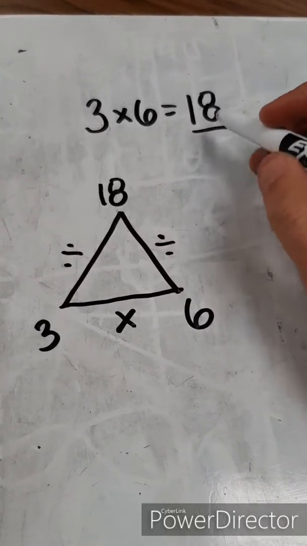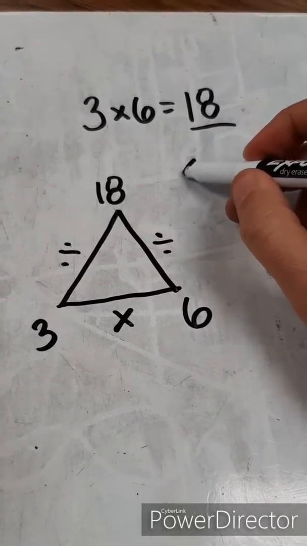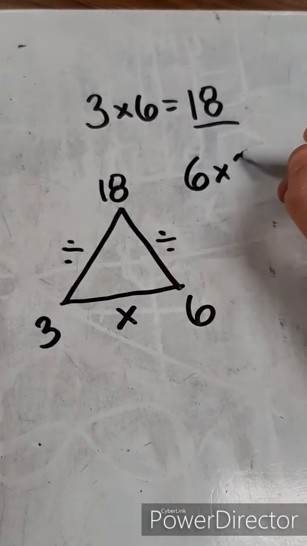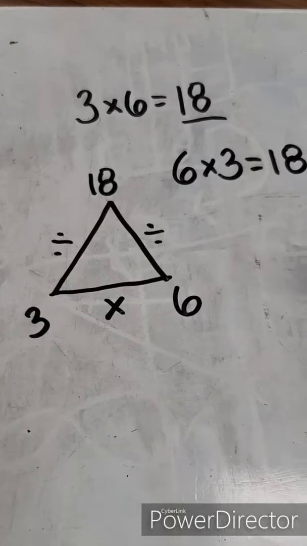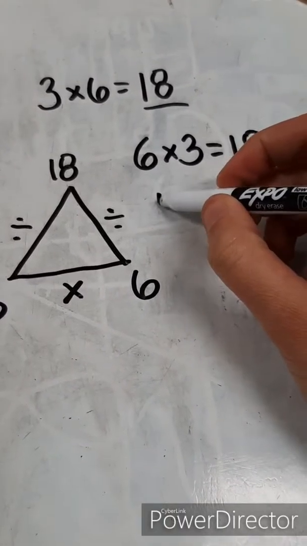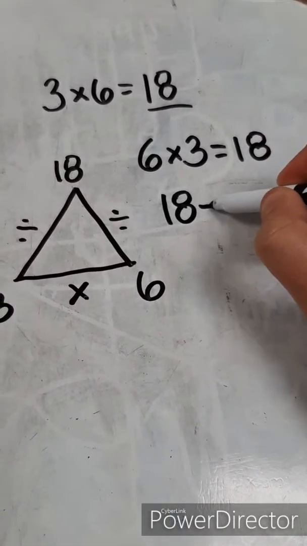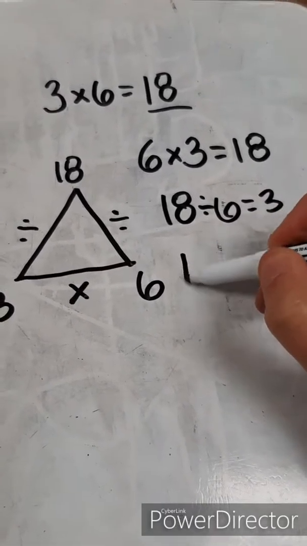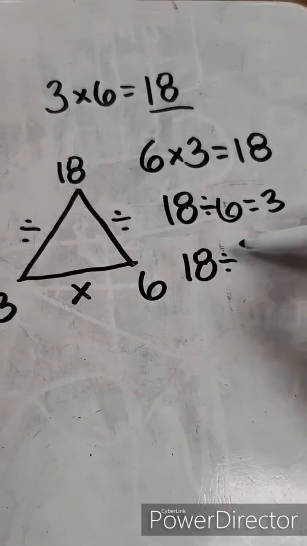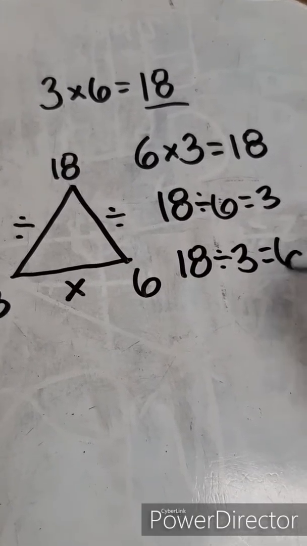So all the different ways that we could write this equation, we have 3 times 6 equals 18. If we use the commutative property, we would say 6 times 3 equals 18. But we can also show this as a division equation by saying 18 divided by 6 equals 3, or 18 divided by 3 equals 6.